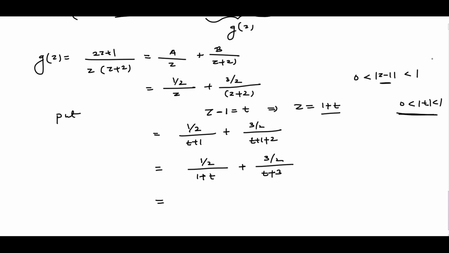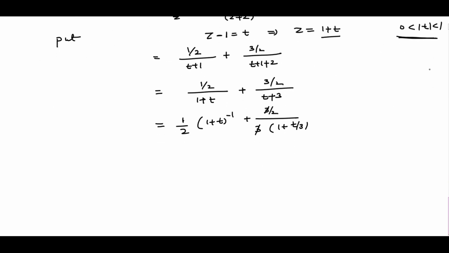So now here we can write 1/2 (1 + t)^(-1). So we need to take the 3 as a common: here 3/2 upon 3, that is (1 + t/3), the 3 gets cancelled out. So we can write 1/2 (1 + t)^(-1) + 1/2 (1 + t/3)^(-1).